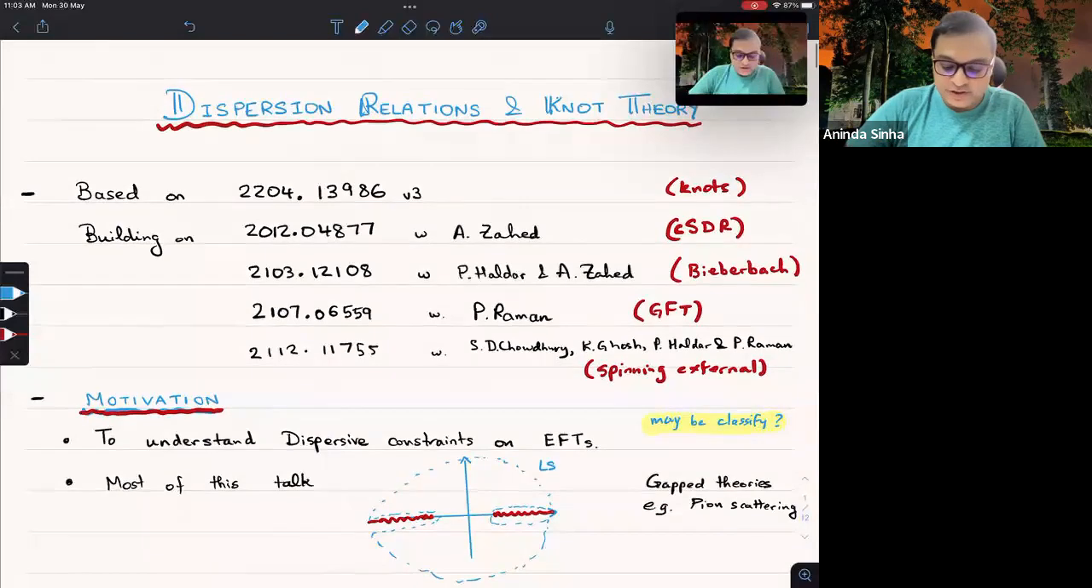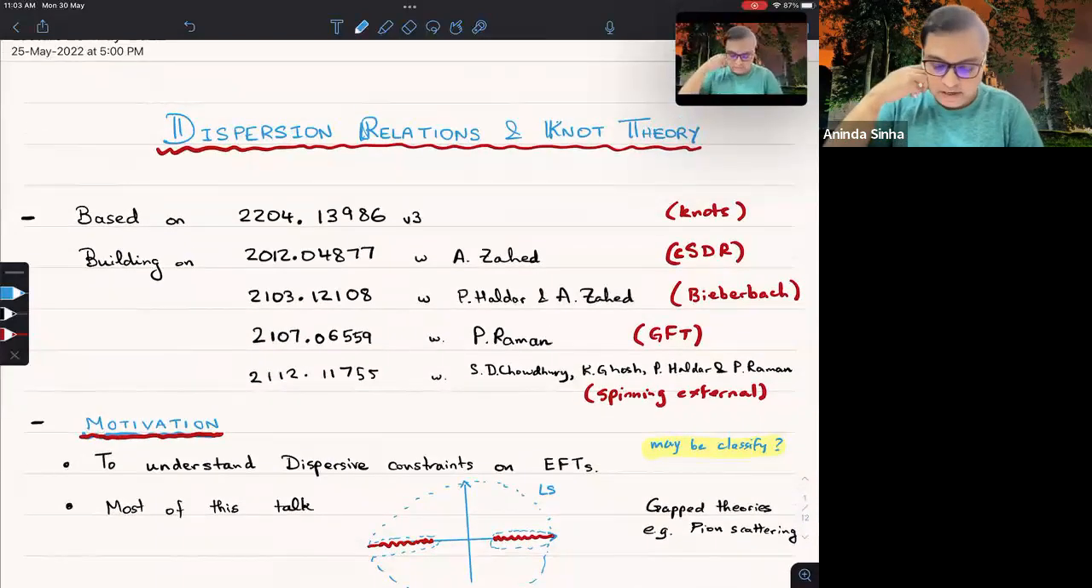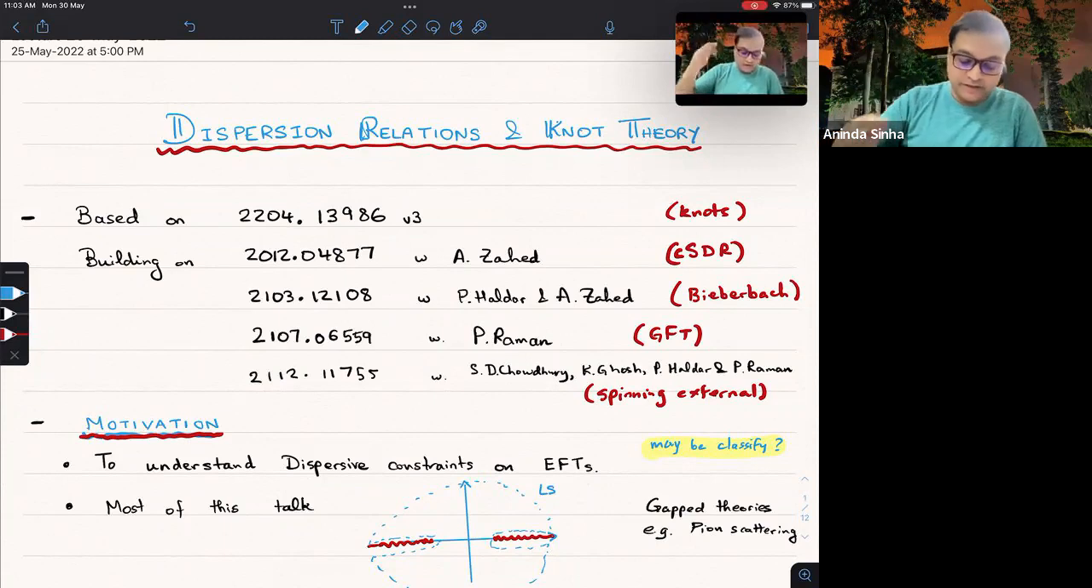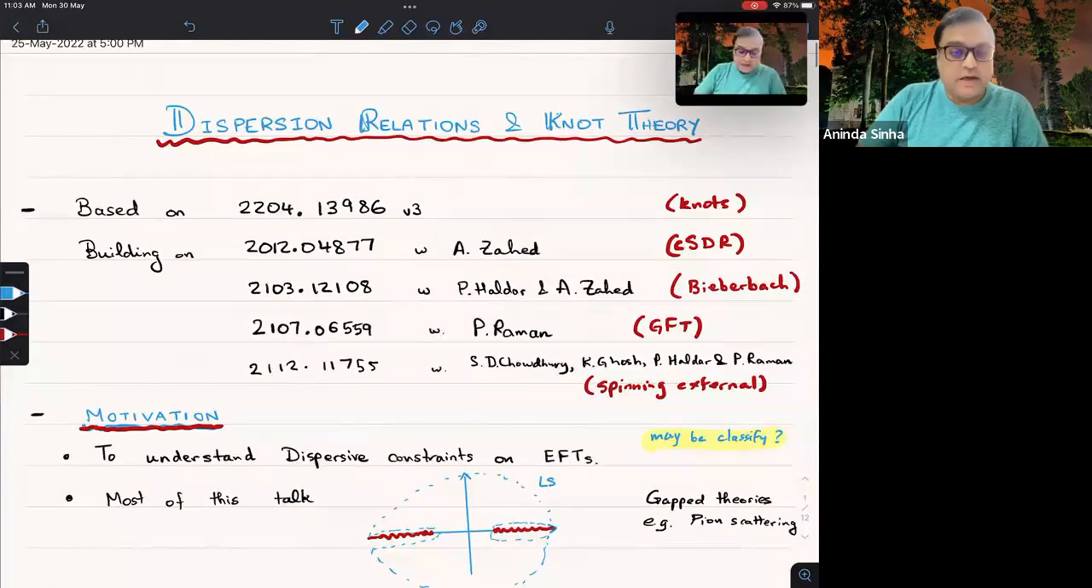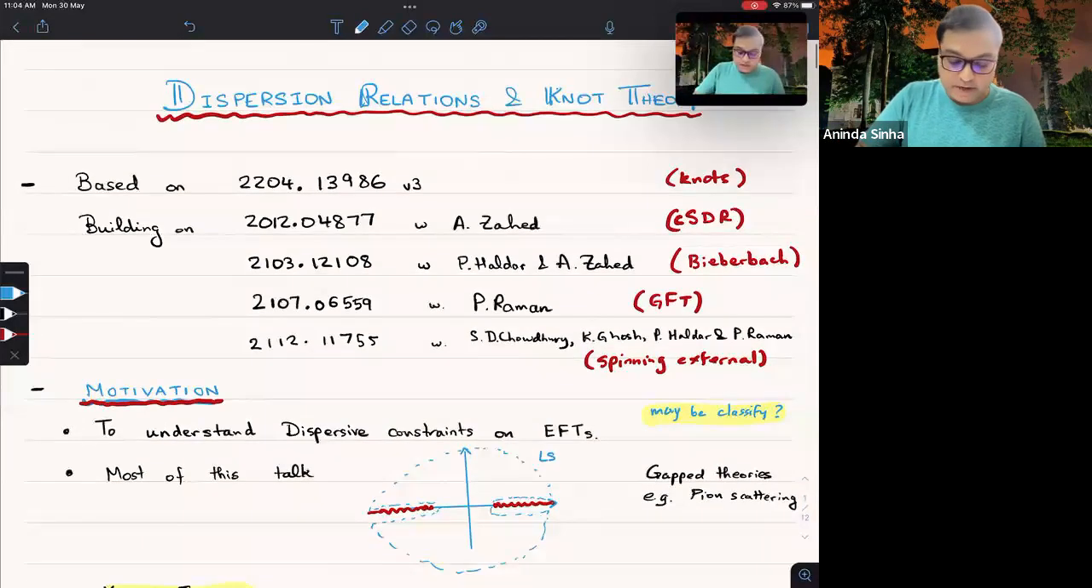So I'm going to tell you about dispersion relations and knot theory, and I would like you to ask a lot of questions because I literally have 10 written slides, so that the talk would be as interactive as possible. This is something that is evolving over the last couple of years. I'm quite confident that I have not yet reached a state which could be called a complete understanding of this problem as yet. So this is based on a paper that I put out at the end of April.